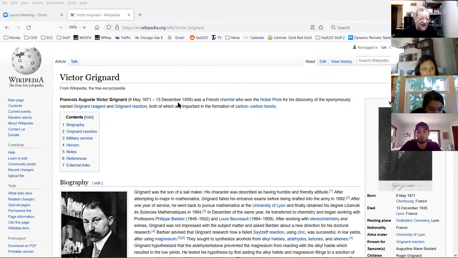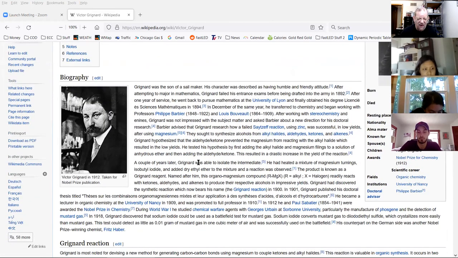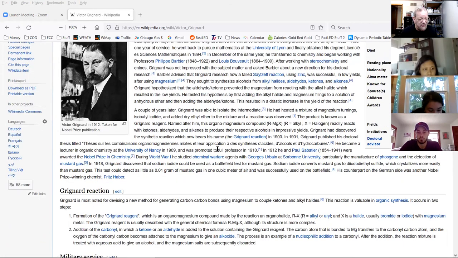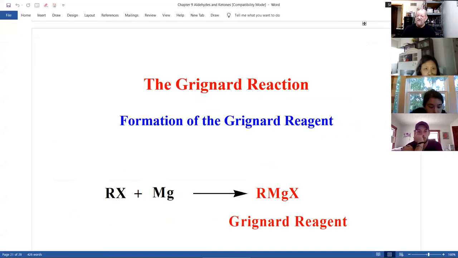And if you notice, he died in 1935 and won about 1910, I think, his Nobel Prize for what's called the Grignard reagent and the Grignard reaction. And does it say when he got his Nobel Prize? I suggest you go back and look at this and read about it. It was 1912, and a great organic chemist. Well, what are the great discoveries he made?